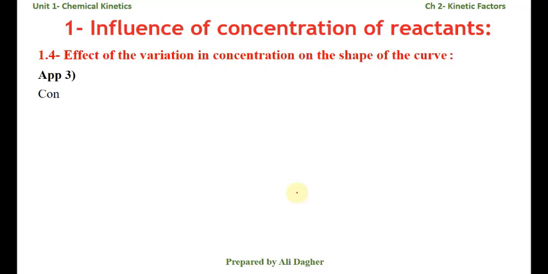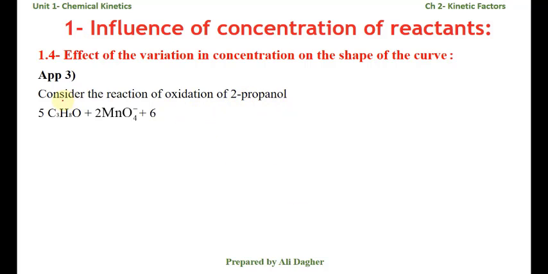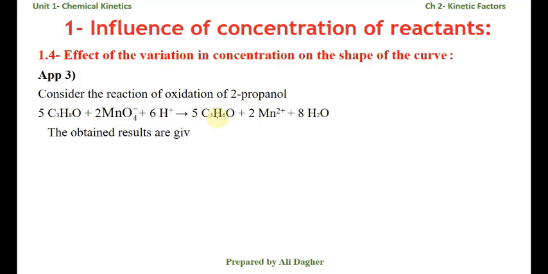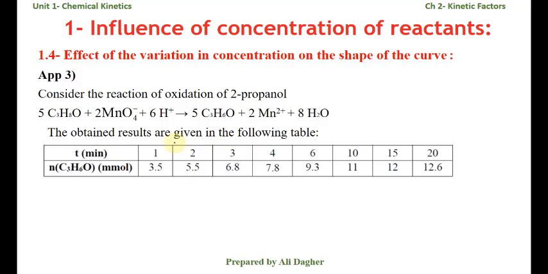Now, application on this part. Consider the reaction of oxidation of 2-propanol, 5 C3H8O plus 2 MnO4 minus plus 6 H plus gives 5 C3H6O plus 2 Mn2 plus plus 8 H2O. The obtained results are given in the following table: variation of the number of moles of the product C3H6O with time.